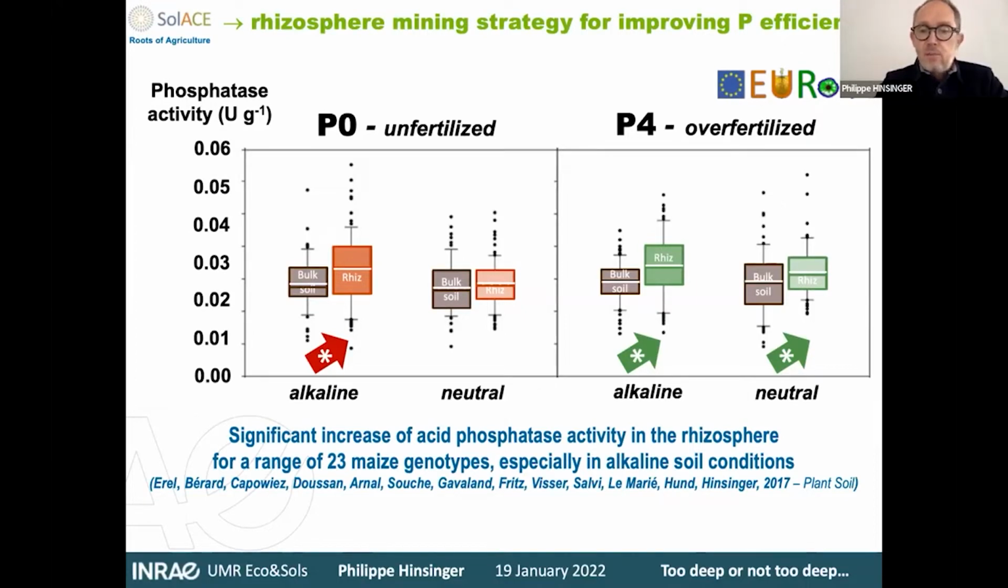And what you see in this plot for 2 different soils, an alkaline soil and a neutral soil, and 2 levels of phosphorus, is what we usually observe, but again with considerable variation among the 23 genotypes of maize. We usually see an increase of phosphatase activity in the rhizosphere, in the volume of soil just around the roots, compared to the bulk of the soil. So this means that it's another trait, an example of a trait involved in mining nutrients, that we should also look at when we want to better understand acquisition efficiency in crops.